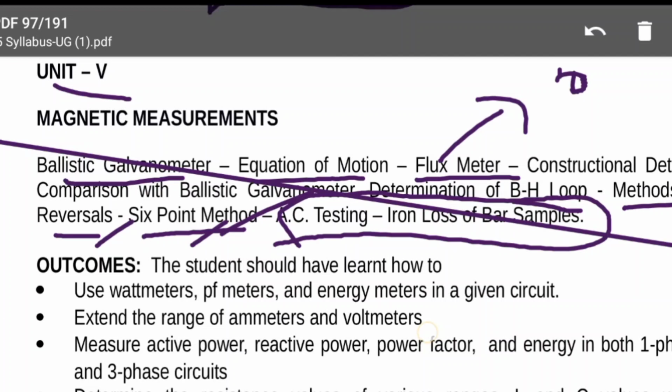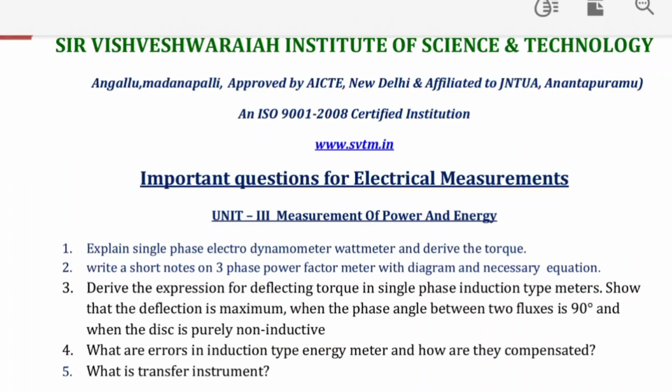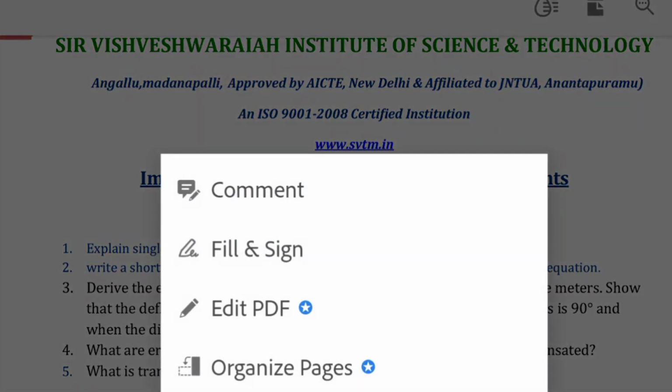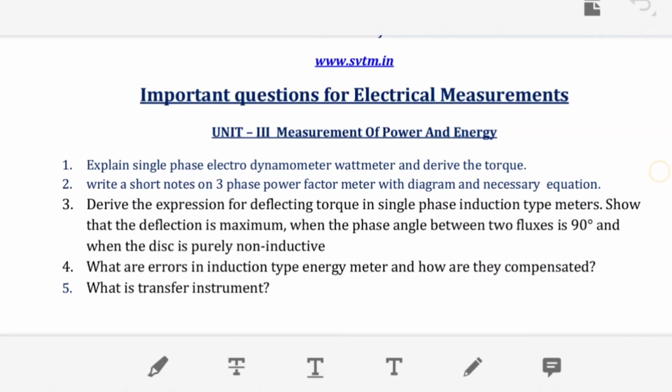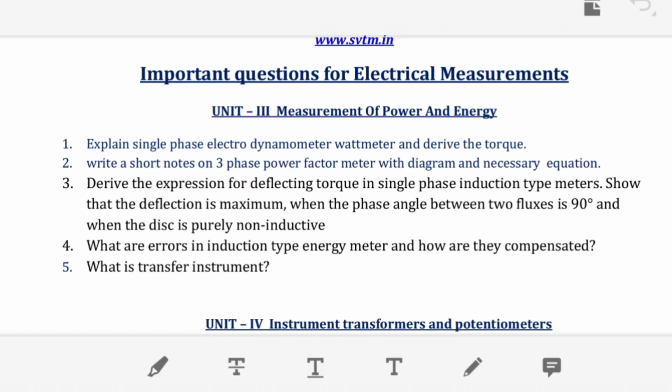Now the important questions, again we will repeat. The important questions regarding electrical measurements from unit 3 onwards we are discussing already. First and second units, the important things you know. Unit 3, measurement of power and energy. What are the important questions? Explain single phase electrodynamometer wattmeter and derive torque equation. That is the first question.